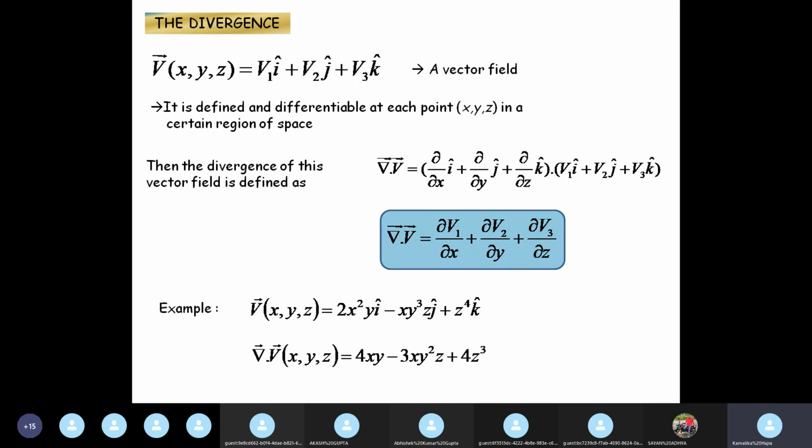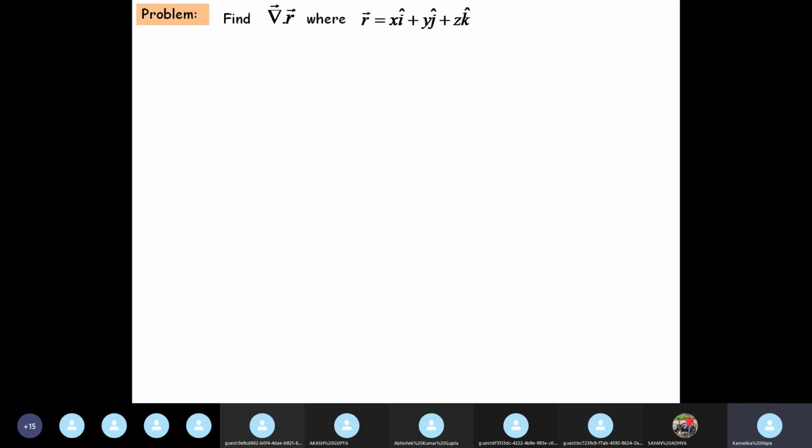So the thing that you have to keep in mind is that the divergence is a scalar and the gradient is a vector. So no unit vectors in the divergence, and you have to give unit vectors in case of a gradient. So this is a scalar, just keep that in mind. So suppose you are asked to take the divergence of the vector r, where r is equal to x i cap plus y j cap plus z k cap. Can you quickly do this and tell me the answer?